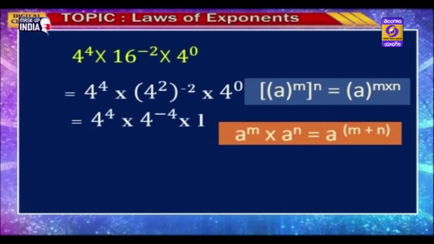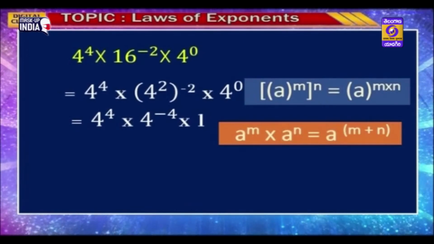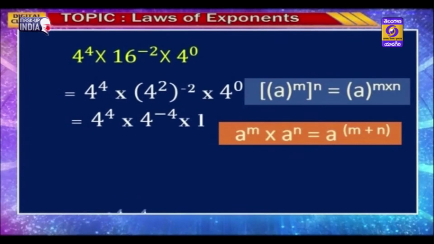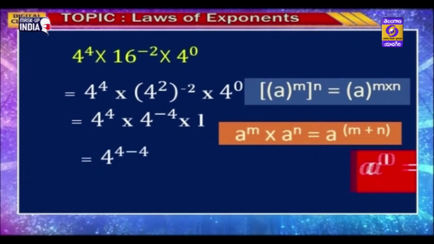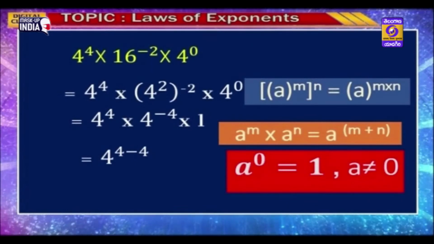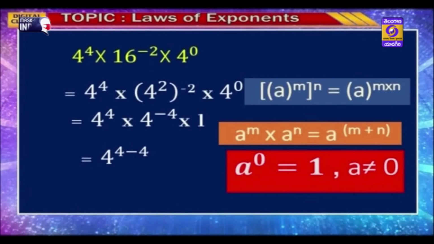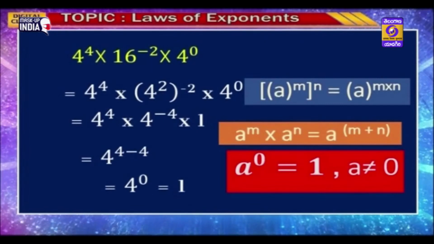And here a to the power of m into a to the power of n law, according to this, the powers will add up: 4 minus 4, and 4 minus 4 is 0, a to the power of 0 value is 1, so this is 1.